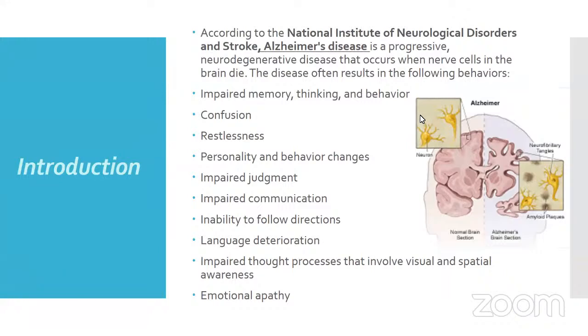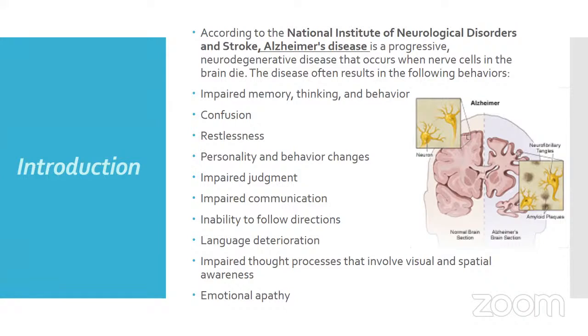According to the National Institute of Neurological Disorders and Stroke, Alzheimer's disease is defined as a progressive neurodegenerative disease that occurs when nerve cells in the brain die. When we lose the nerve cells and neurons in the brain, manifestations come later in the form of impaired memory, thinking, behavioral changes, confusion, restlessness, personality changes, impaired judgment, impaired communication, inability to follow directions, language deterioration, impaired thoughts, awareness, even visual and spatial awareness, and even emotional apathy.